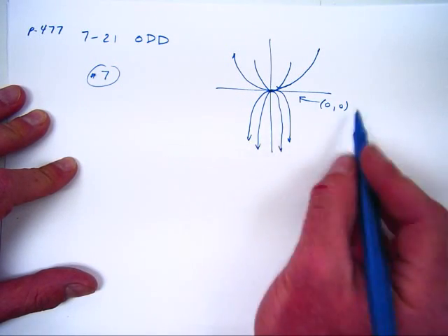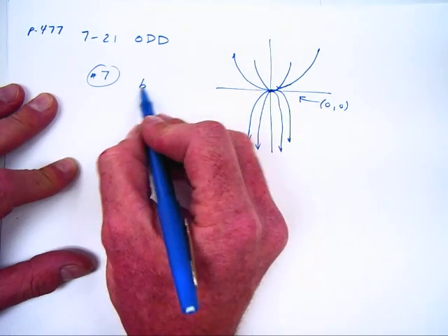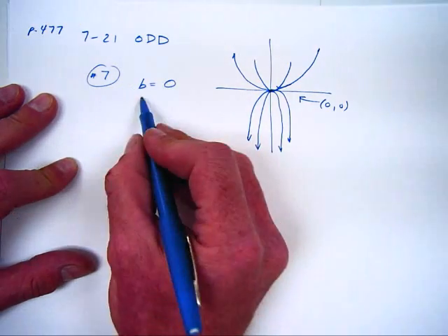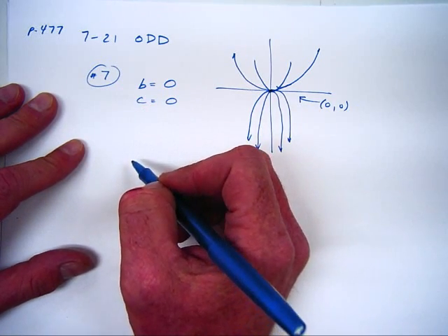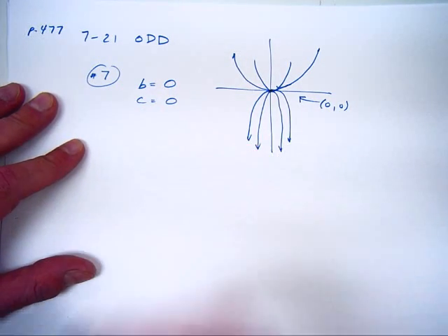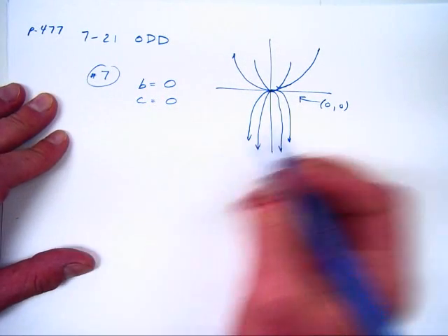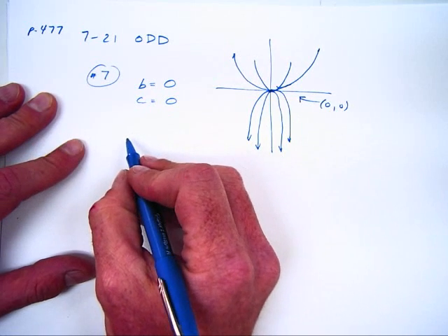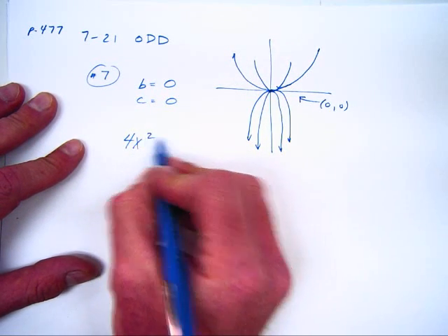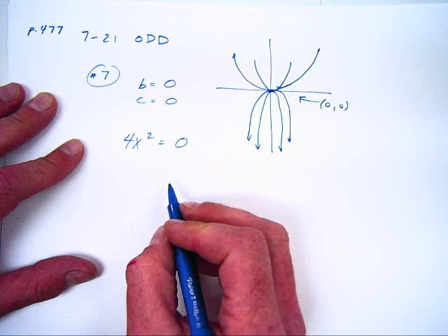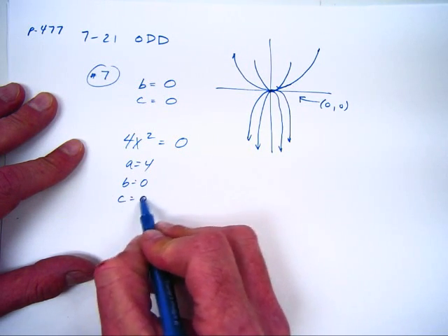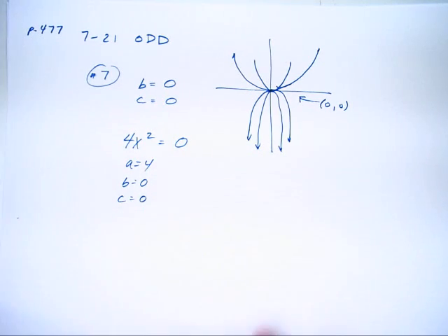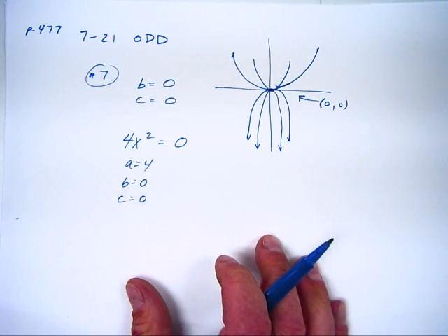So in order for something to go through 0, 0, b has to equal 0 and c has to equal 0. b equaling 0 makes sure that the x part is 0, and then c equaling 0 means the y part is 0. So if b is 0 and c is 0, it's going to go through the origin. So I could write one now. I could say y equals 4x squared. So in this one, a equals 4, b equals 0, and c equals 0. So this thing is going to go through the origin. So for number 7, that would be a good example.